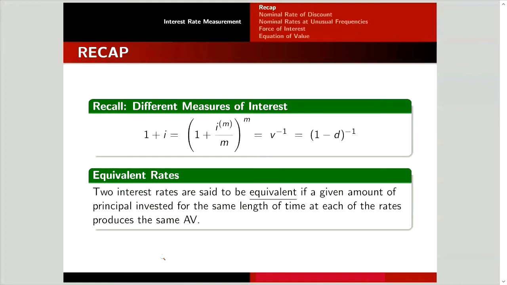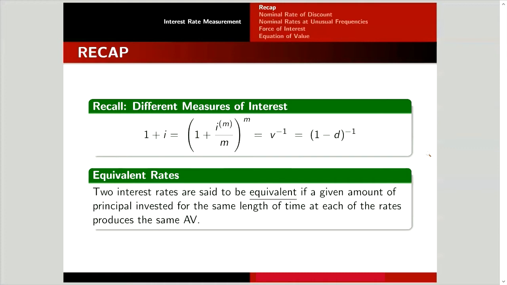Let's move on. We also recall some established identities or relationships among different measures of interest that we had last Saturday. So here, you just imagine accumulating 1 unit or 1 peso to time 1. Let's continue. What are equivalent rates? You say 2 measures of interest rate are equivalent if they will give you the same accumulated value for the same length of time, of course.